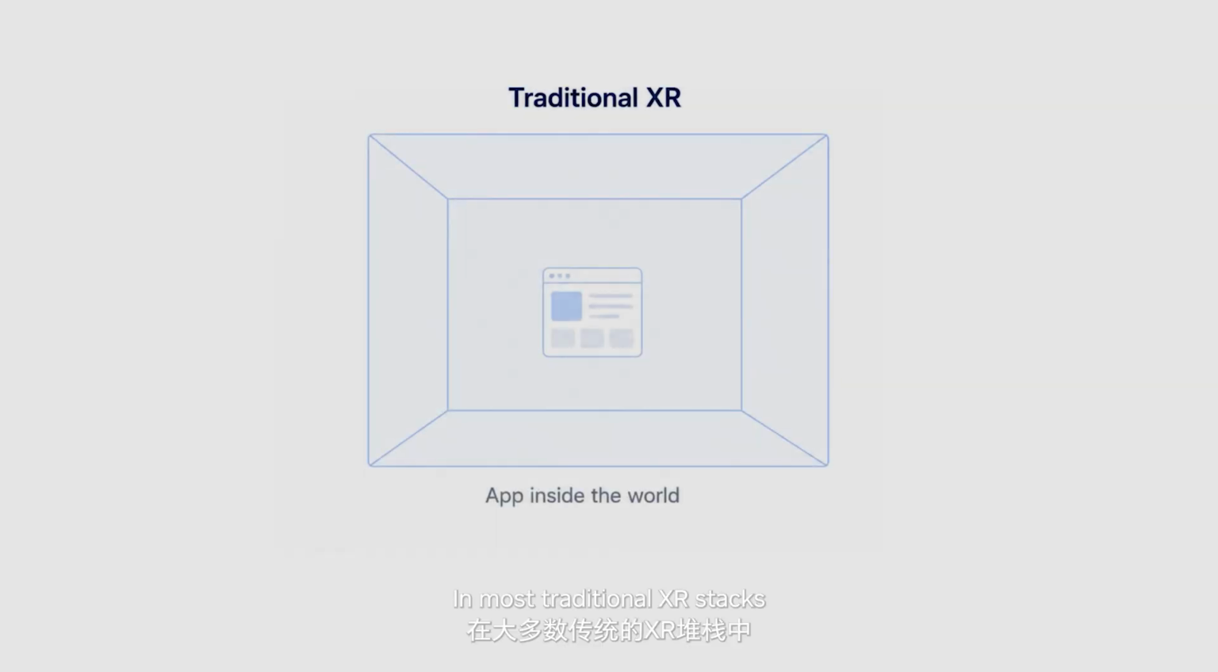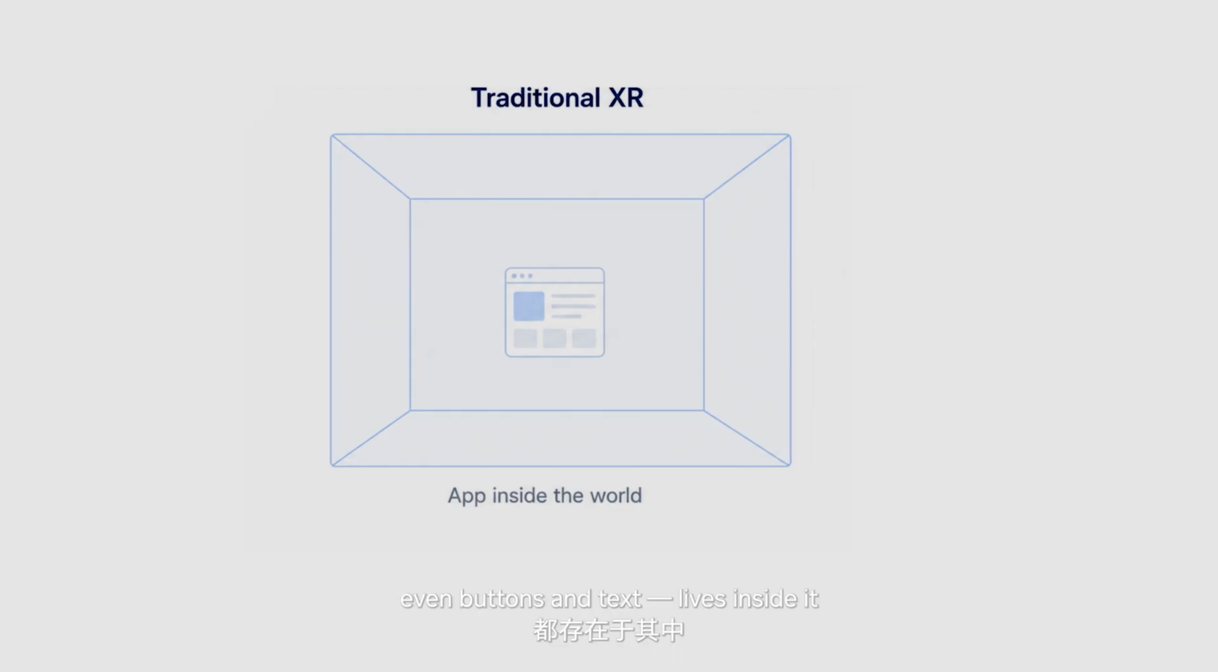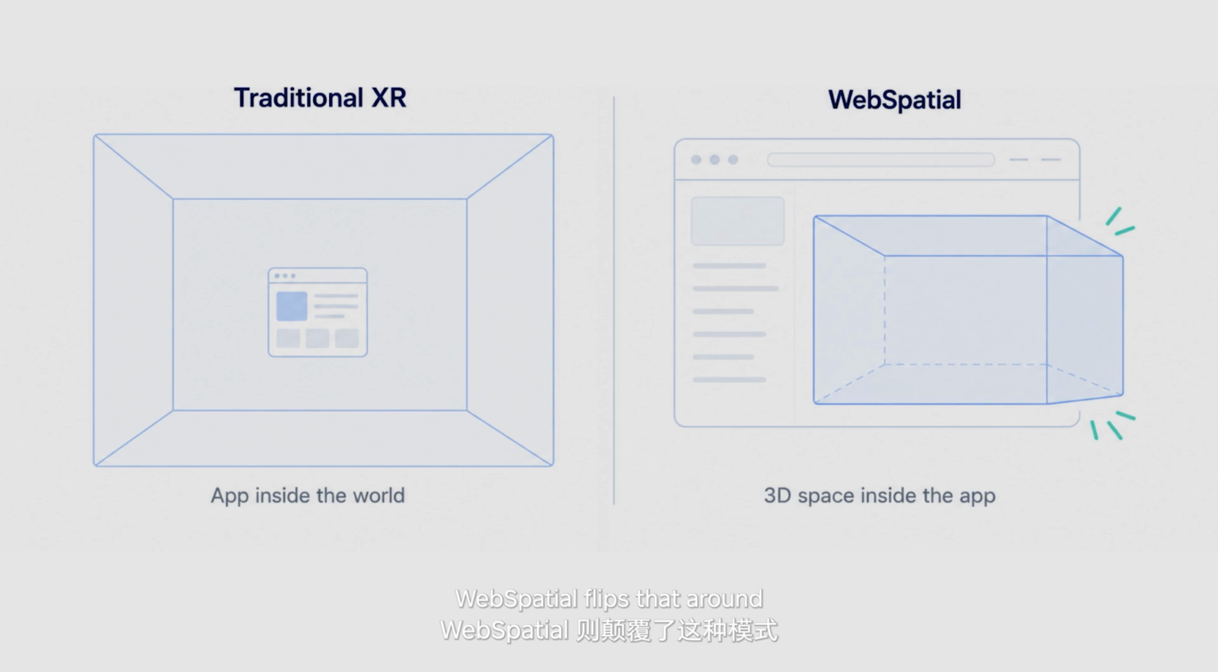In most traditional XR stacks, your application owns the entire 3D world, and everything, even buttons and text, lives inside it. WebSpatial flips that around. Your app stays a normal React app, you just embed 3D content into it, like you'd embed an image or a video. On PICO OS 6, the PICO Spatial Engine manages this shared space and renders multiple apps together. Your app doesn't need to worry about any of that. It just provides content inside spatial containers, regions of 3D space managed by the OS.